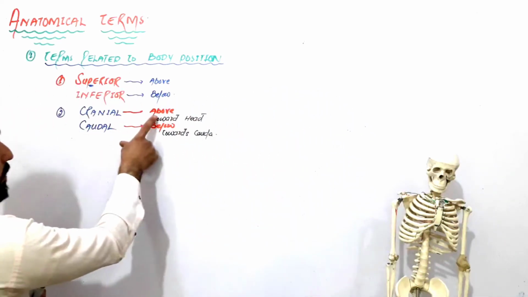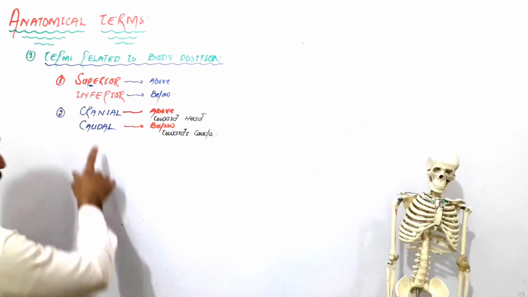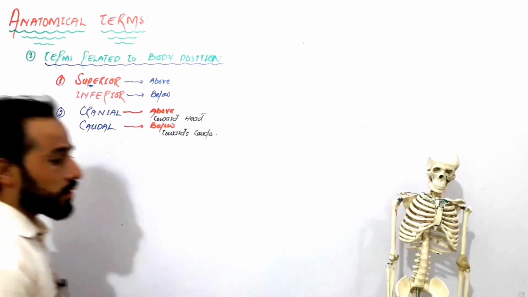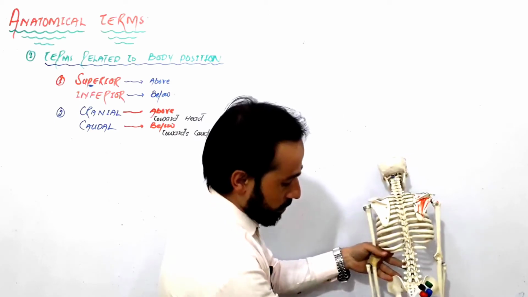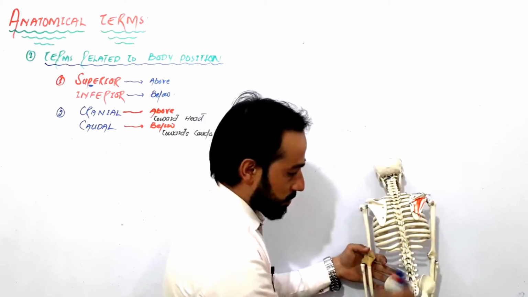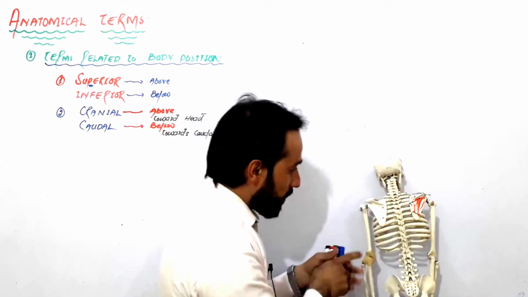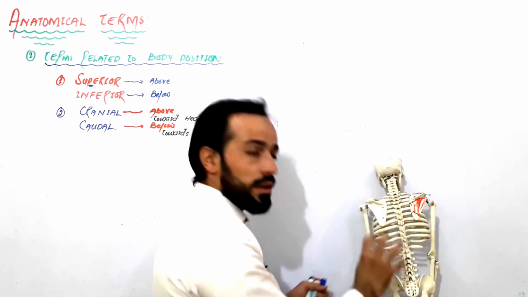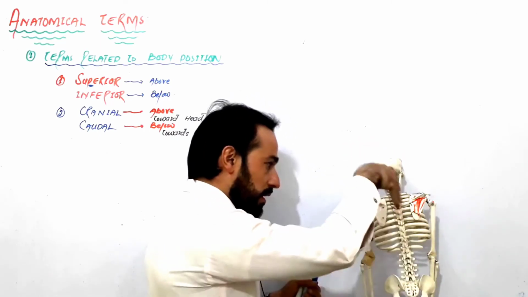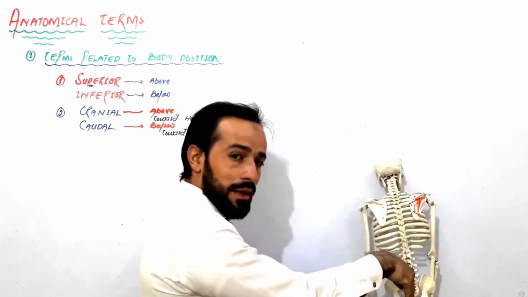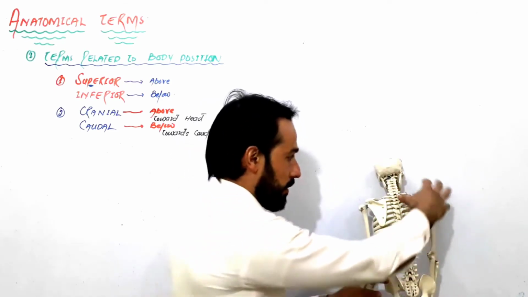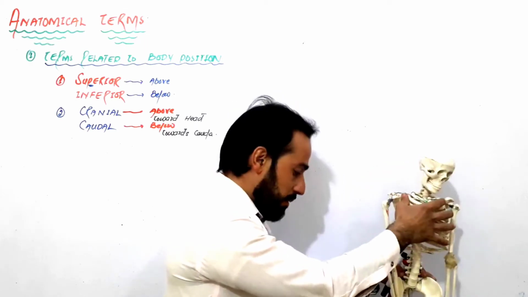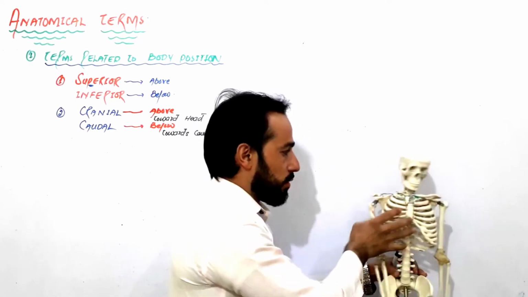So cranial means above or towards the head, and caudal means below or towards the cauda. Look carefully, friends. This part is called the caudal part, right? This is called cauda. So cauda means, as this cauda is below the head, so it means away from head, downward, or towards the cauda, right? So we simply say that cauda means below.